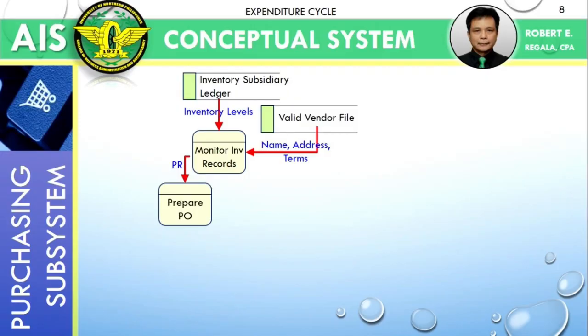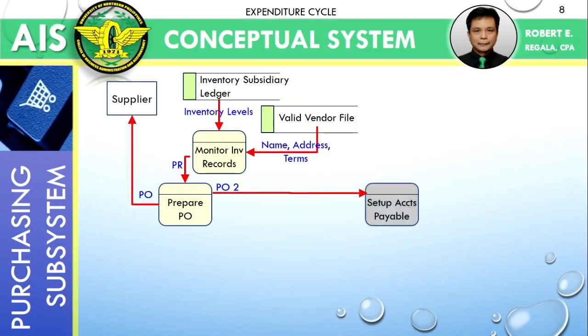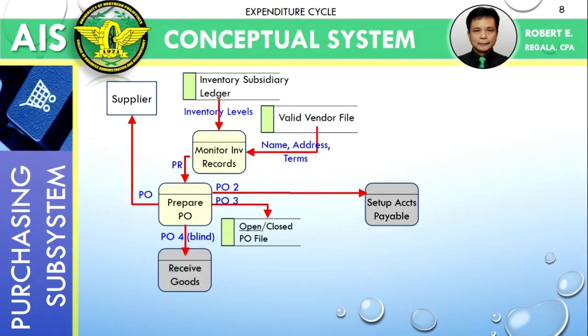Prepare purchase order. The Prepare Purchase Order function receives the purchase requisitions, which are then sorted by the vendor, if necessary. Next, the purchase order, or PO, a sample of which may be found in a folder of my Google Drive shared from the FB post, is prepared for each vendor. A copy of the PO is sent to the vendor. In addition, a copy is sent to the Set Up Accounts Payable function for filing temporarily in the AP's pending file, and a blind copy is sent to the Receiving Goods function, where it is held until the inventories arrive. The last copy is filed in the open/close purchase order file.